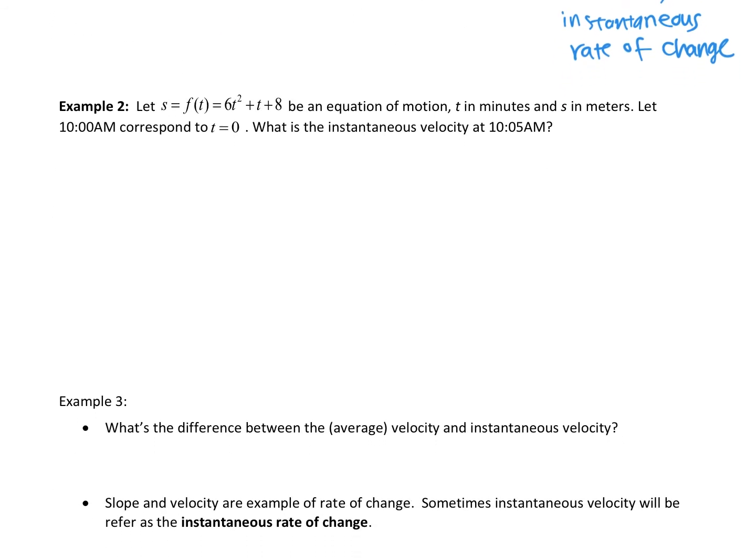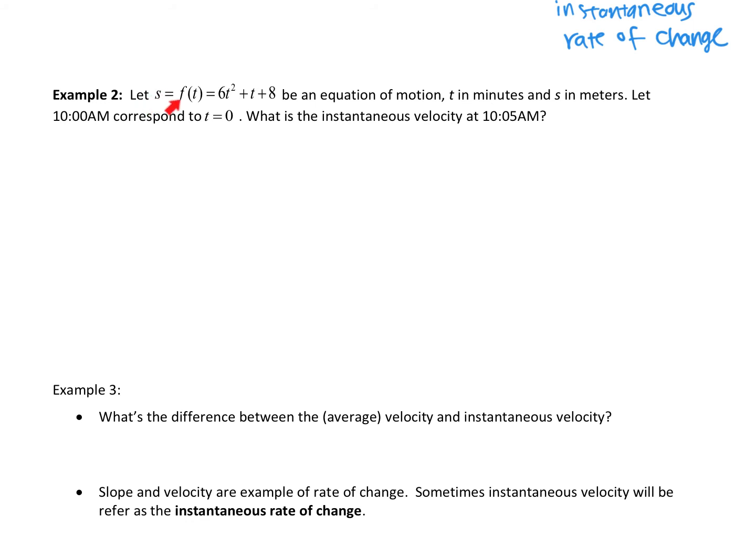Let's look at example number 2. Let s equal f of t equal 6t squared plus t plus 8 be the equation of motion, with t in minutes and s in meters. So t is in minutes, which represents time, and s in meters represents distance or position. Let 10 a.m. correspond to t equals 0, so you're starting at 10. What is the instantaneous velocity at 10:05? This is 5 minutes later, so I'm going to say t is equal to 5.